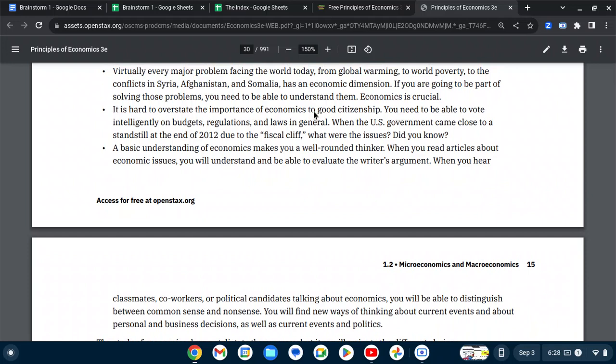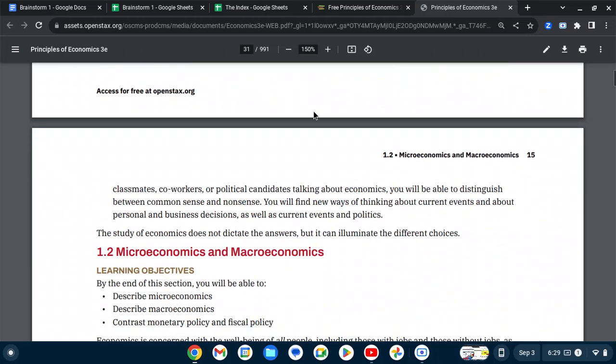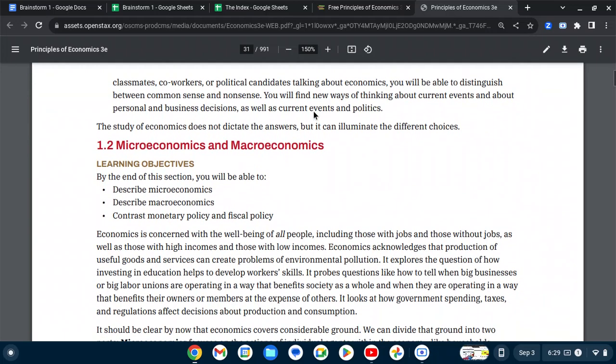Did you know? A basic understanding of economics makes you a well rounded thinker. When you read articles about economic issues, you will understand and be able to evaluate the writer's argument. When you hear classmates, coworkers, or political candidates talk about economics, you will be able to distinguish between common sense and nonsense. You will find new ways of thinking about current events and about personal and business decisions, as well as current events and politics. The study of economics does not dictate the answers, but it can illuminate the different choices.